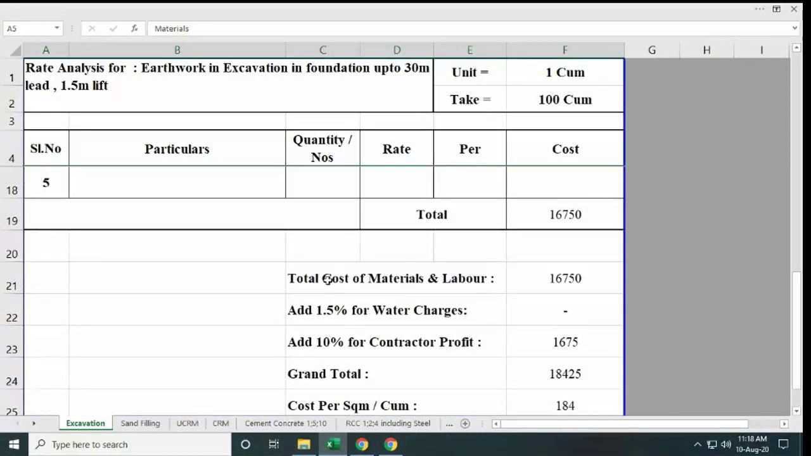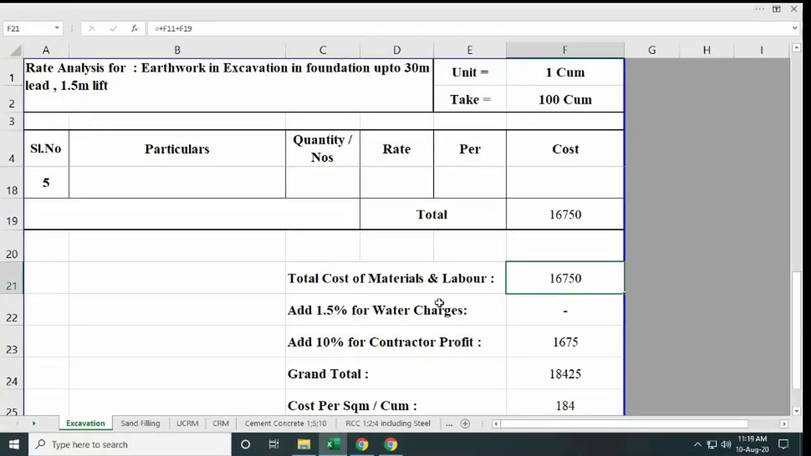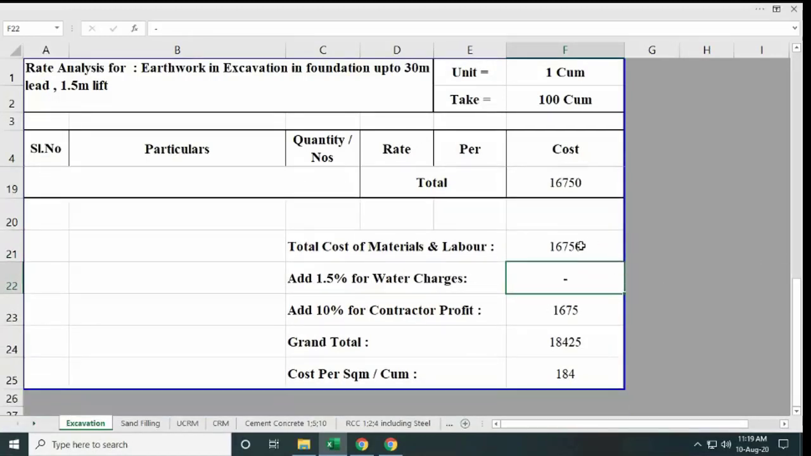Right? Then next, at the end you have to do the calculation, that is, the total cost of materials and labor. We don't have any material, only labor cost. So labor cost is 16,750 rupees. Then next is water charges. This is one general format in which I have done the calculation. Here we don't require any water, therefore we will not have any water charges. Then next, above this we will add 10% contractor's profit. 16,750 divided by 10 means it will be 1675 rupees. We add up this amount and get the grand total of 18,425.